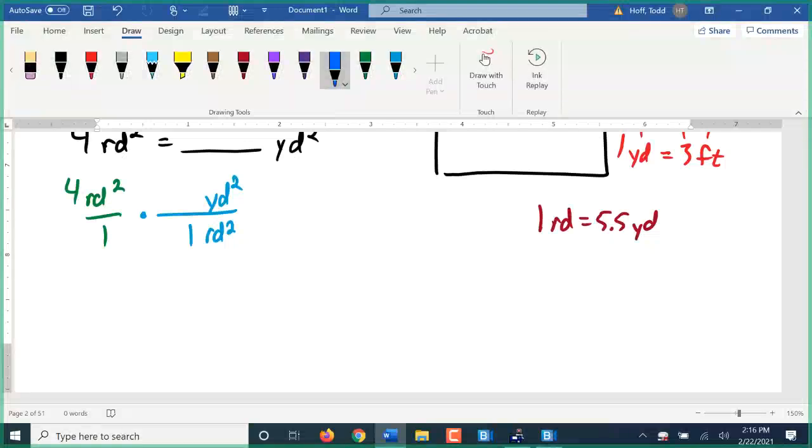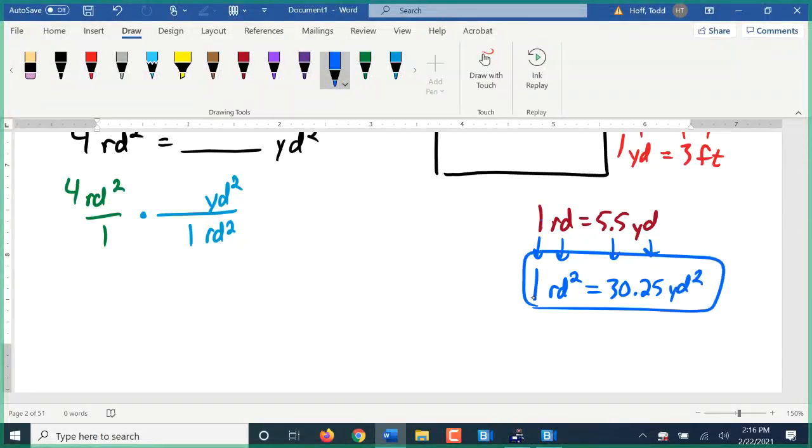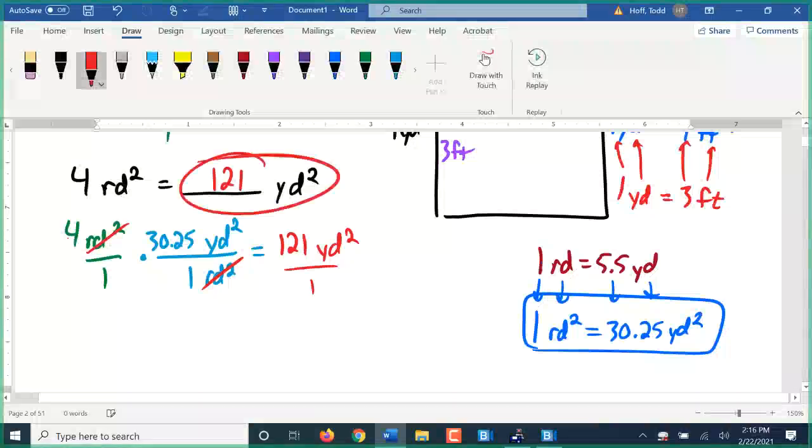Rather than drawing out the square and multiplying them out, we can use what we did up above. Each piece is squared. 1 squared is 1. Rod squared is a square rod. 5.5 squared, 5.5 times 5.5, is 30.25. And a yard squared is just a square yard. That's our equivalency. So 1 square rod equals 30.25 square yards. Multiply here, the square rods cancel out. 4 times 30.25 is 121 yards, 1 times 1 is 1. So that is just 121 square yards.